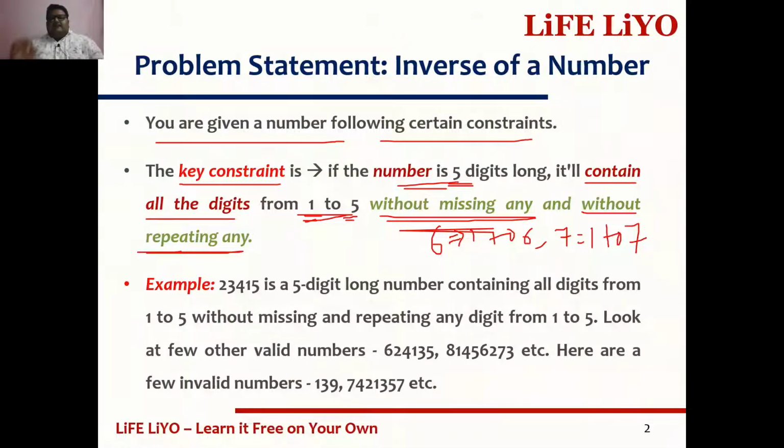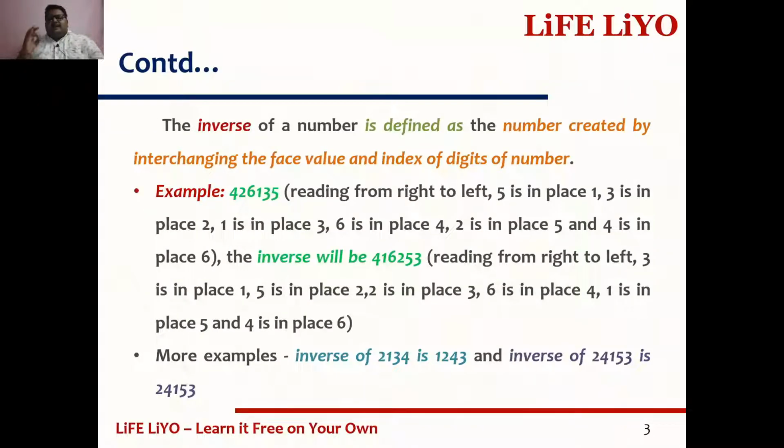Now let us look at what we have to do. We have to find the inverse of a number. What is this inverse of a number here? Normally we would take it as a multiplicative inverse, but that is another thing. Here the problem statement defines another definition for the inverse: a number created by interchanging the face value and index value of the digits of the number.